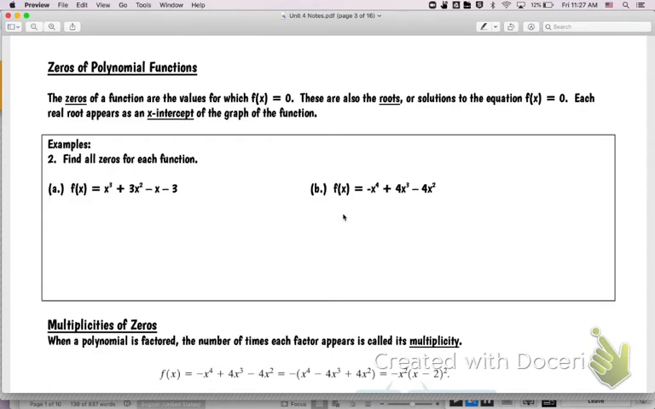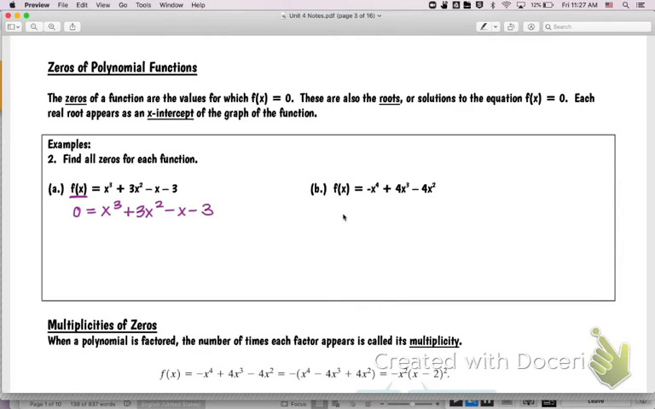Each root appears as an x-intercept of the graph. So really all 4 of these words tell you to do the same thing. Zeros, roots, solutions, x-intercepts. We all want to know what that gives us when we plug in 0 for f of x. So what we want to do is solve 0 equals x cubed plus 3x squared minus x minus 3. So the only strategy we have right now is to factor.